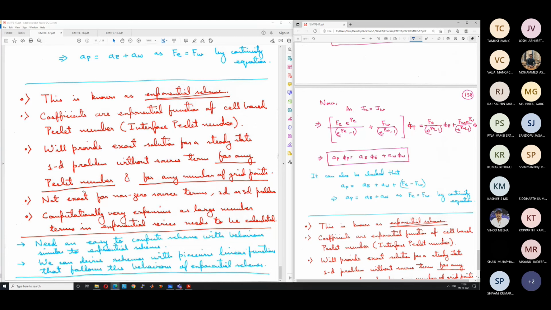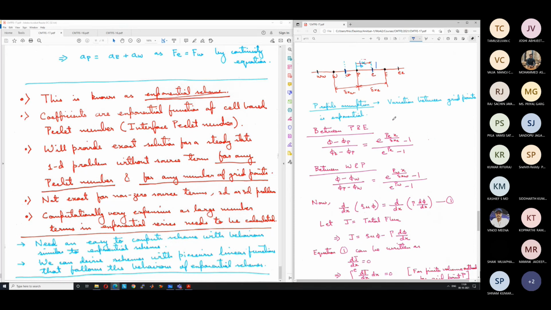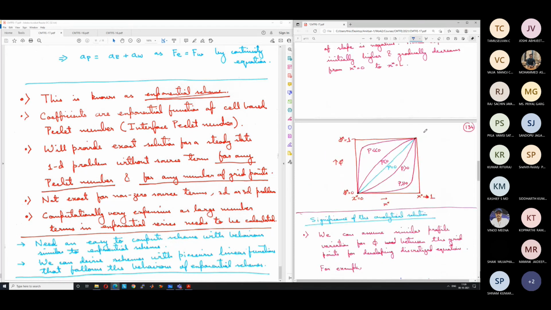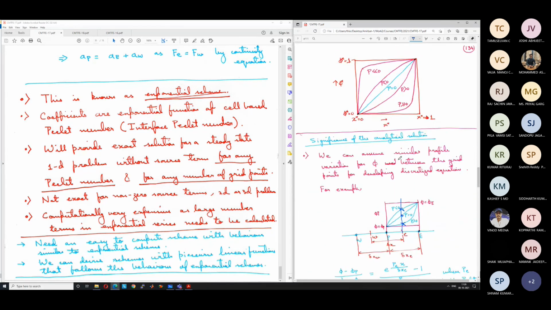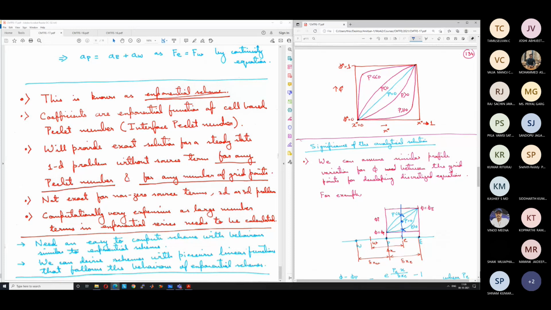Okay. So now what do we need? We need a scheme which will mimic the behavior of the exponential scheme, which will give a variation similar to this variation. It will mimic this behavior, but without using the exponential term. So we should try to approximate this behavior using some method, but without calculating the exponential. So we need an easy to compute scheme with behavior similar to the exponential scheme.